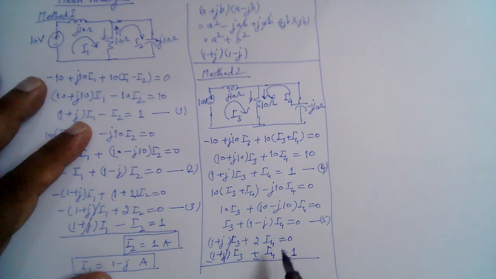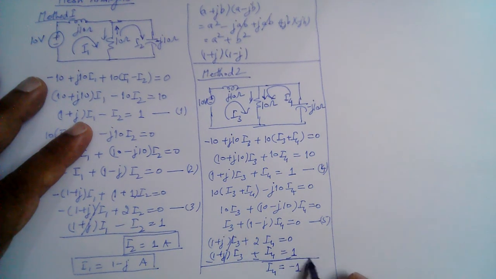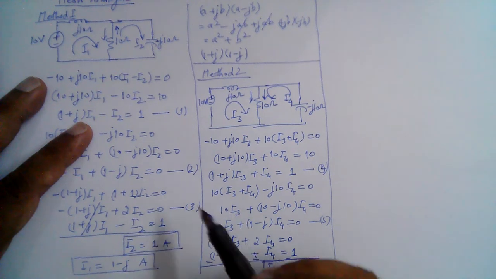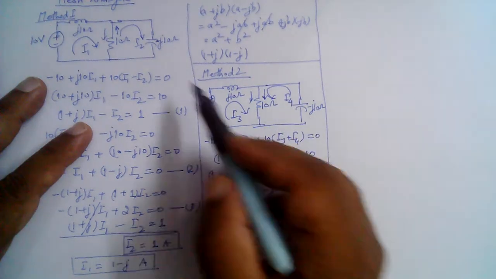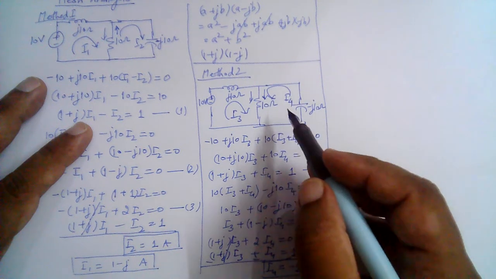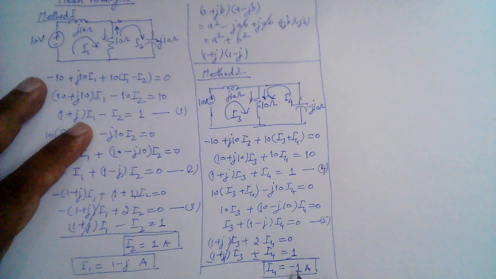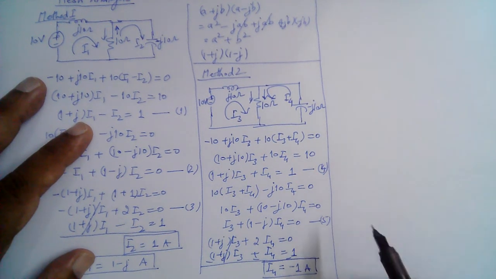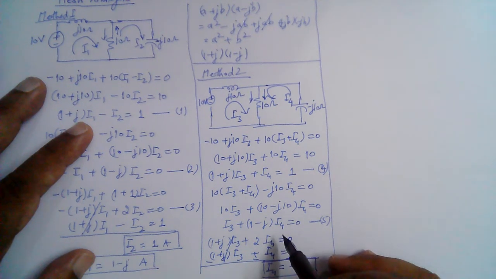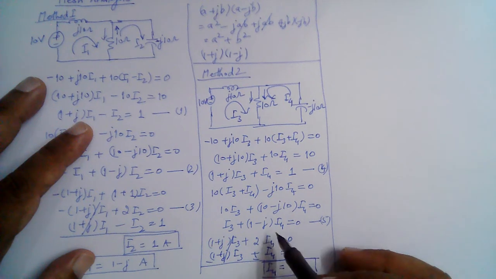So what we get is 2I4 minus I4. So that is I4, and that is minus 1 ampere. As you can see, I2 here was in the clockwise direction. I4, which corresponds to I2 here, is in the opposite direction, right? So the sign for I4 is opposite to that of I2, but the magnitude is the same, right? So similarly, let's find I3 now, which we can find by substituting the value of I4 here in equation 5.